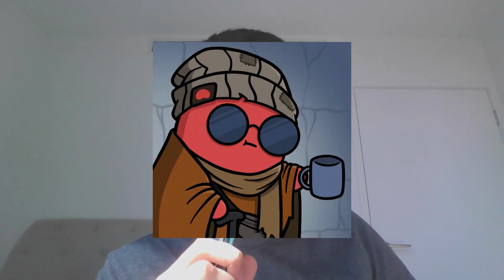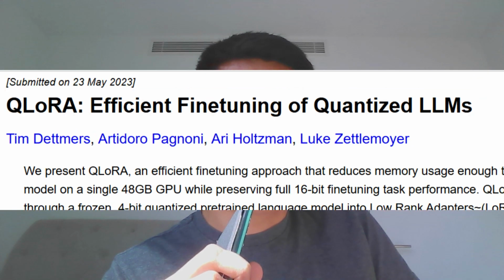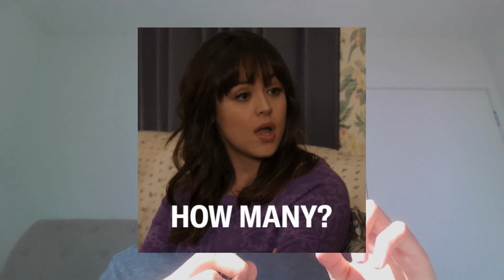I am poor, but I want to fine tune my own large language model. And you might have heard of tricks like LoRa and quantized LoRa, which certainly allows you to do parameter efficient fine tuning. But did you know that there are more tricks than just that?